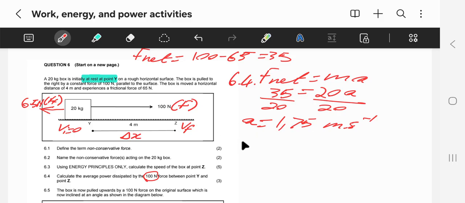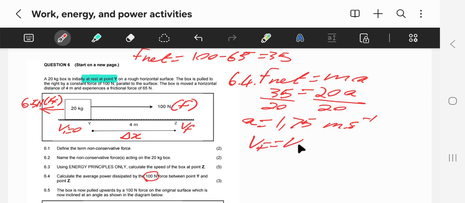Once we have this, we can now find our time. The formula we'll be using to find our power is P is equal to W over change in time. So we want to use a formula that has power, work, and change in time. Let's just quickly check which formula to work with. The formula we can use is this one.